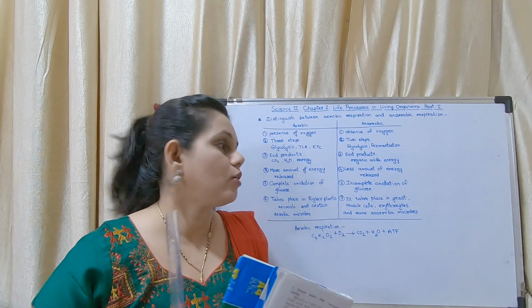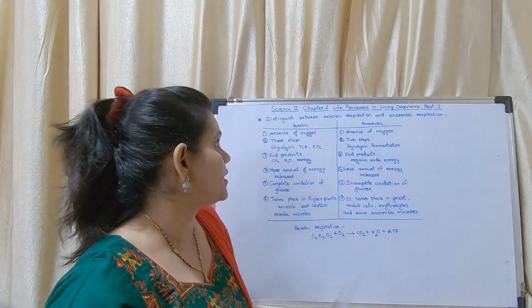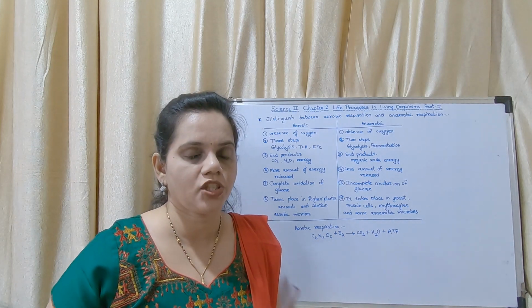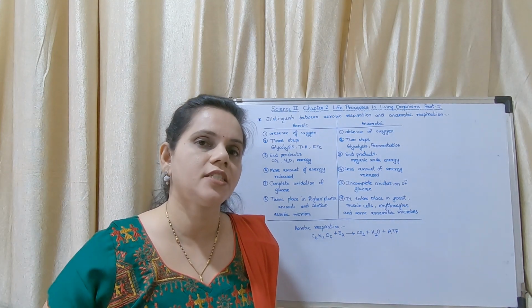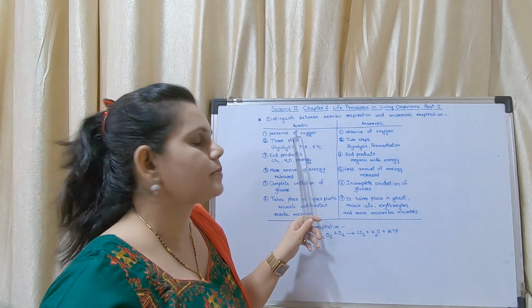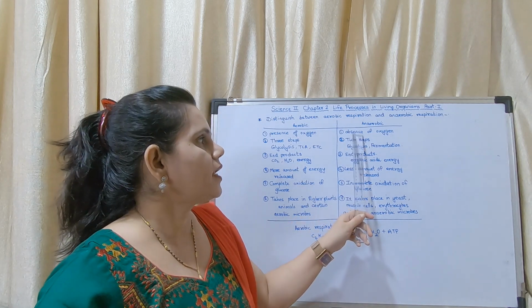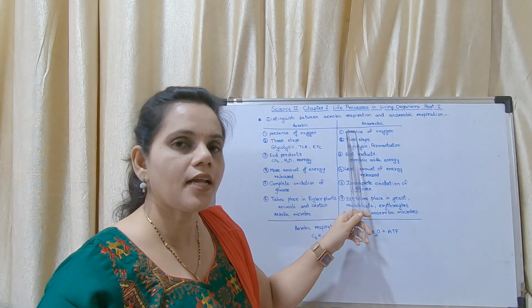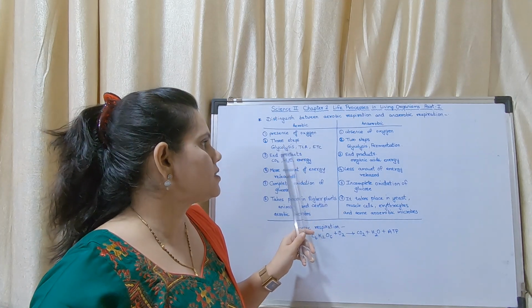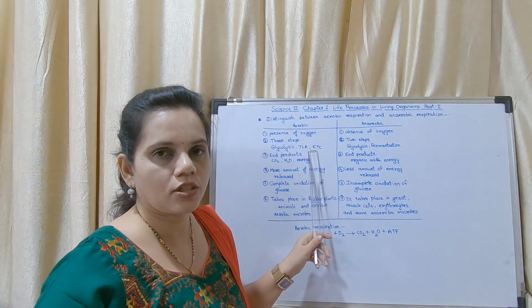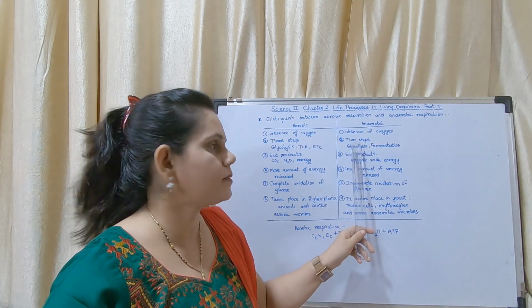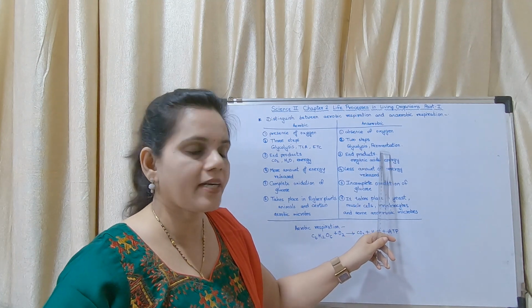Okay, now we may move on to the next question, that is distinguish between aerobic respiration and anaerobic respiration. So we have studied aerobic respiration and anaerobic respiration. Aerobic respiration takes place in the presence of oxygen. Anaerobic respiration takes place in the absence of oxygen. There are 3 steps in aerobic respiration: glycolysis, TCA cycle, and electron transfer chain. In anaerobic respiration, there are 2 steps: glycolysis and fermentation.